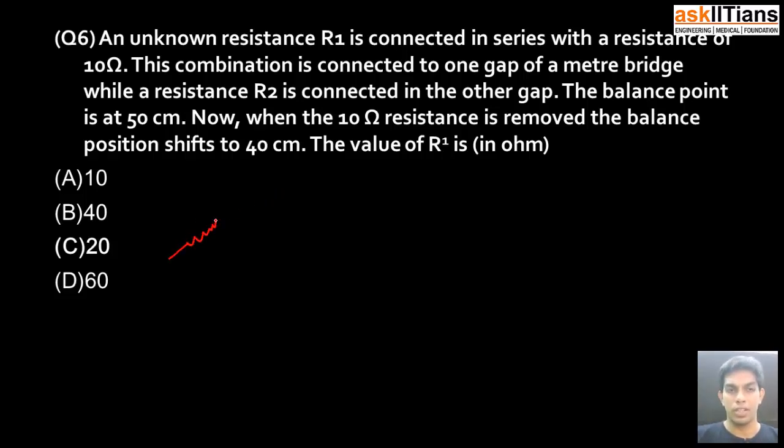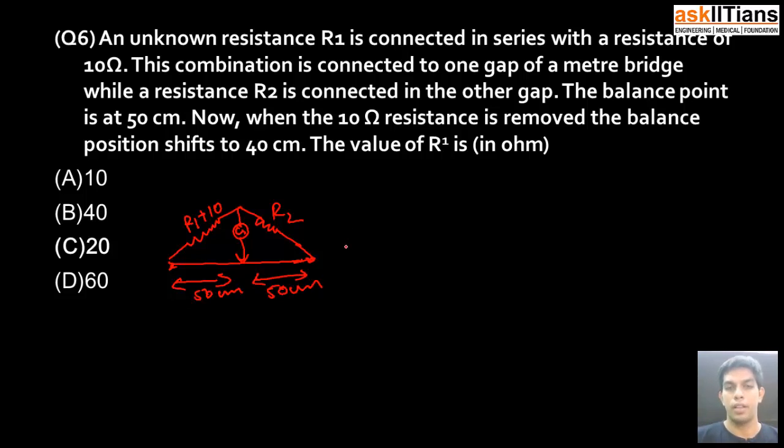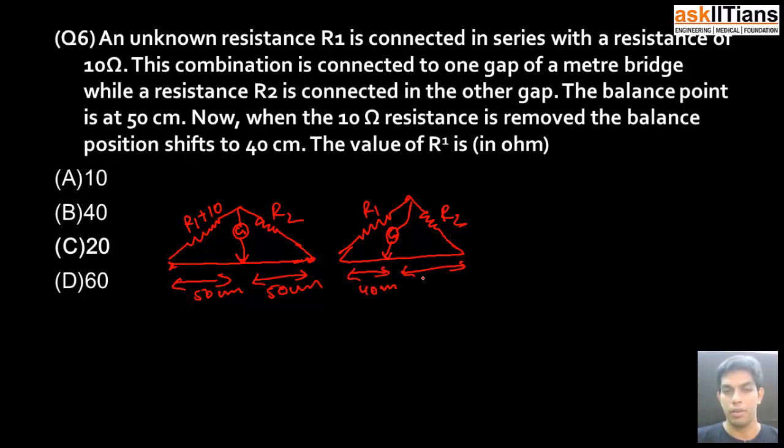So let's draw the initial setup: this is R1 plus 10 ohm, this is R2, and this is the wire of 1 meter. Now the jockey lies at the midpoint of it, so this is 50 centimeter and this is 50 centimeter. The new setup is, on this side it's R1, on this side it's R2. Now the jockey lies at 40 centimeter from one end and 60 centimeter from the other.